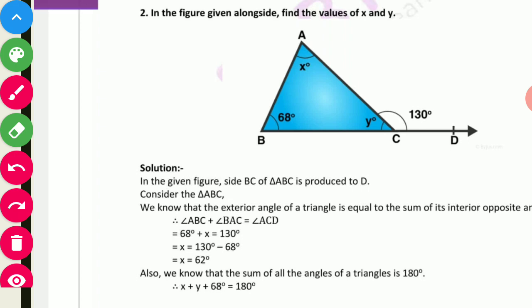You know, an exterior angle is equal to the sum of the two opposite interior angles, and here the two opposite interior angles are A and B. So this angle 130 degrees will be equal to angle A plus angle B. So angle A is 68 degrees plus x will be equal to 130 degrees. 130 degrees is the exterior angle. Now you have to calculate the value of x. So for that, from 130 degrees you subtract 68 degrees. So the value of x will be 62.